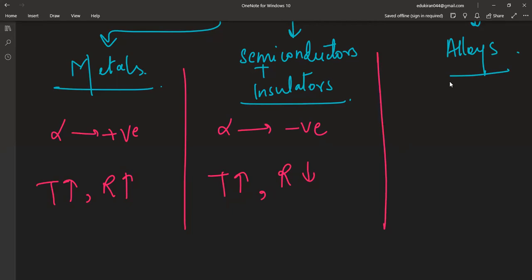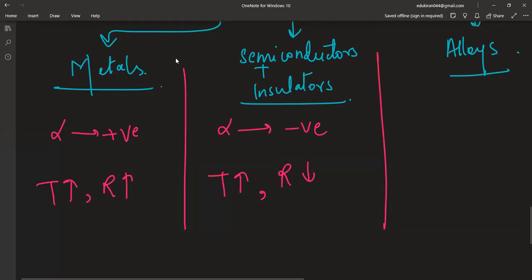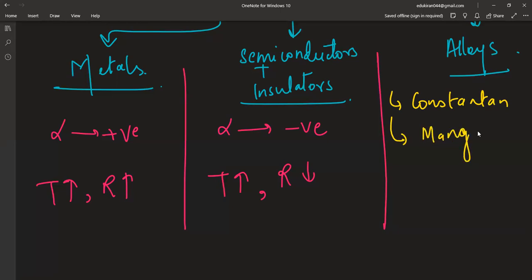Alloys. One more thing I'll tell you: in your board exams, a question can come not by directly using the term alloy. You can be asked to write about Constantan, or one more that I have seen a lot in the exam, Manganin. These two names can be mentioned, and the interpretation or effect of temperature can be asked. You have to understand that both of these are alloys.